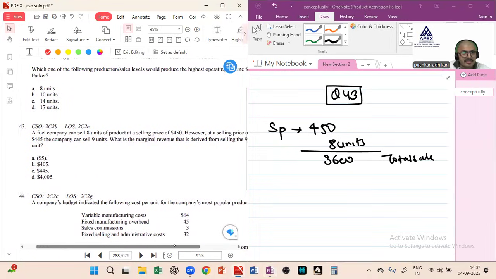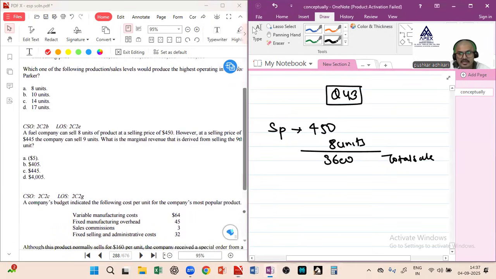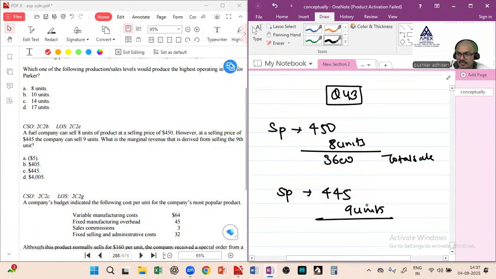However, at a selling price of 445, the company can sell how many units? 9 units. So 445 multiplied by 9. What is the answer? 4005. This is the total sale. What is the marginal revenue?